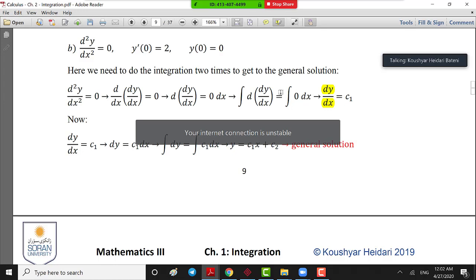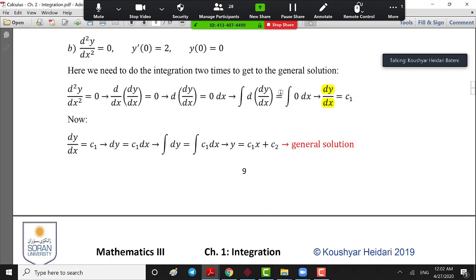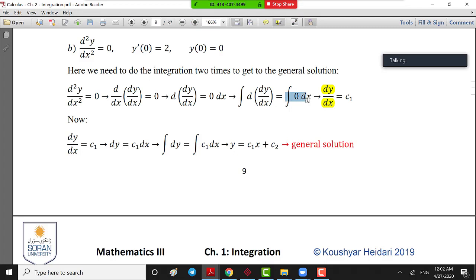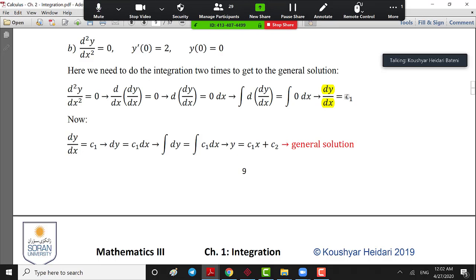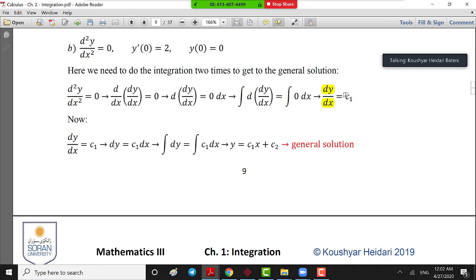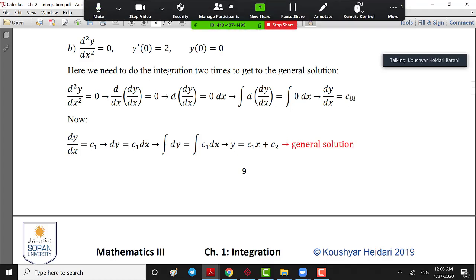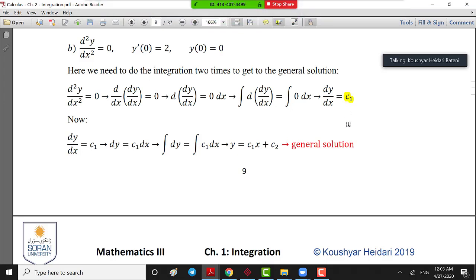Now, this integral on the right-hand side of the equation, its result is what? The antiderivative for 0 is what? Is a constant, right? Now, you should notice that here we have given a name to this undetermined constant, C1. And you're going to see why we did that.